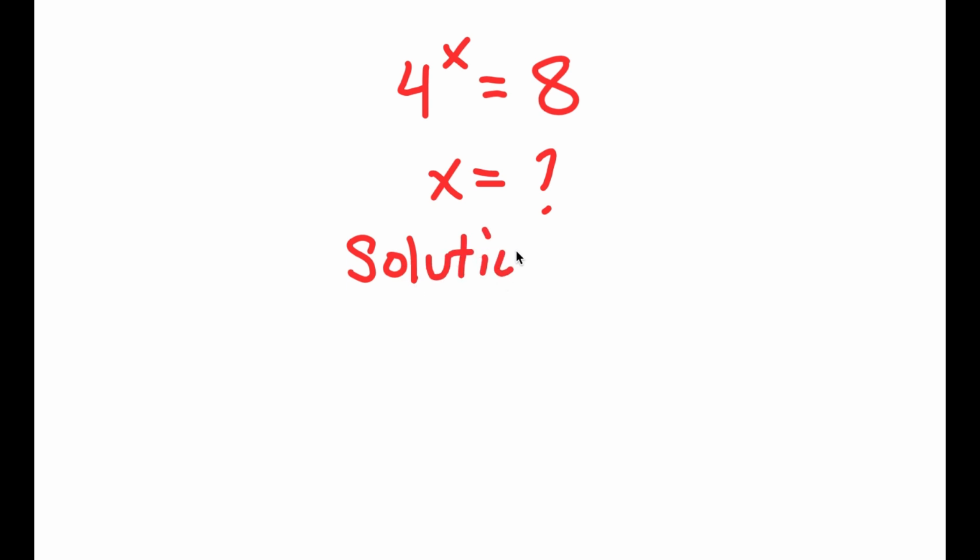Alright, so in this problem, I have 4 to the power of x is equal to 8. So obviously here, I want to find the value of x. So for my solution, first start by rewriting my problem. So I have 4 to the power of x is equal to 8.